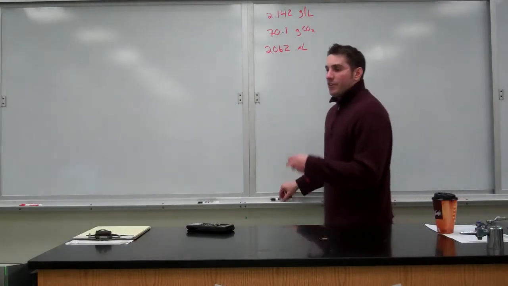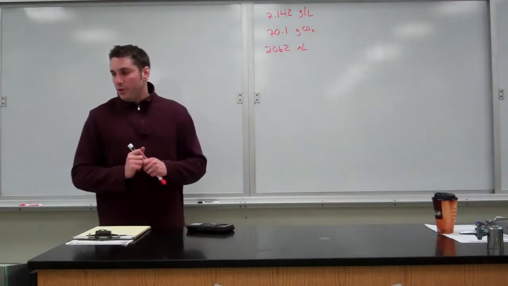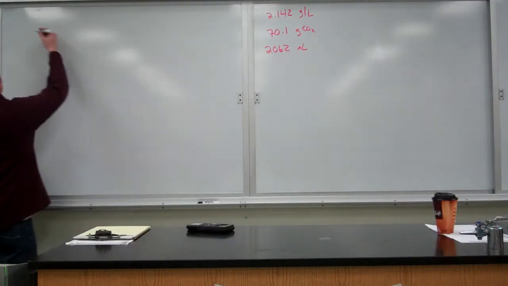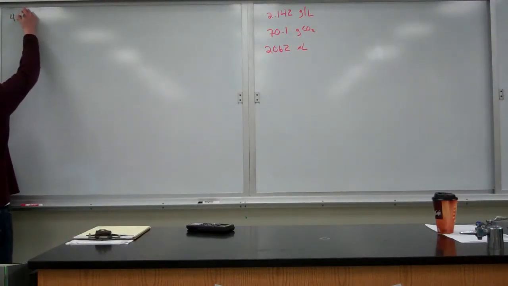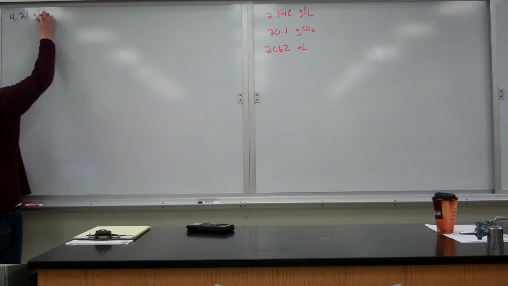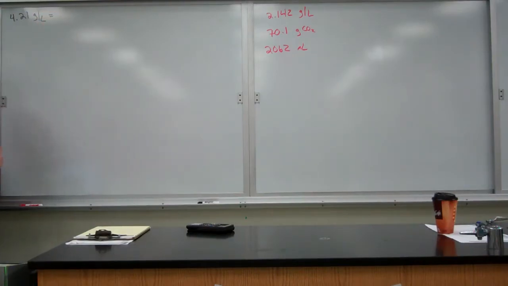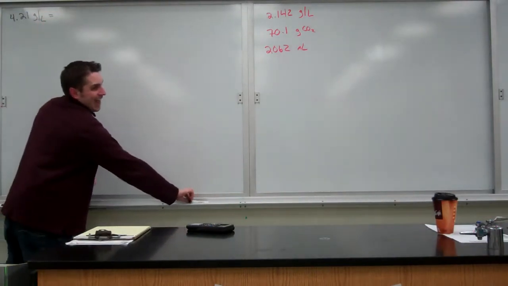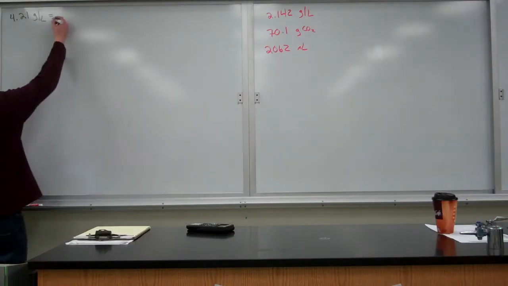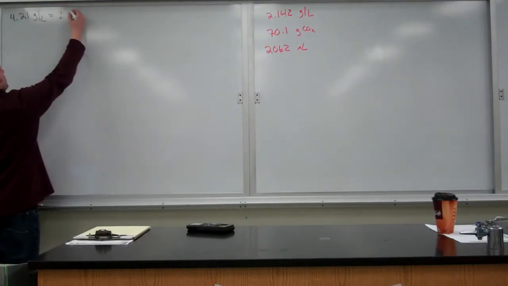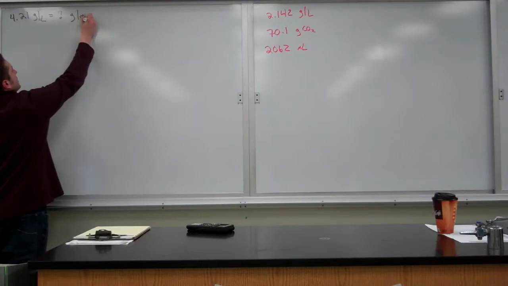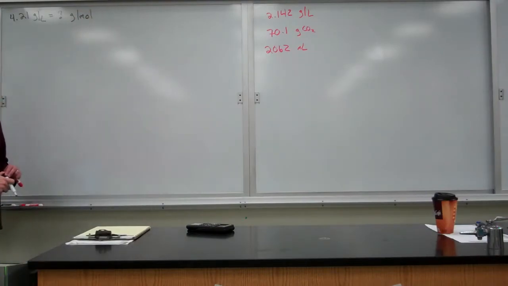If I'm going to solve this one, we do the same thing that we've been doing. I first list what I know. 4.21 grams per liter. That is at STP, and they want us to find molar mass, which is grams per mole. Not very different from the other ones we've done.